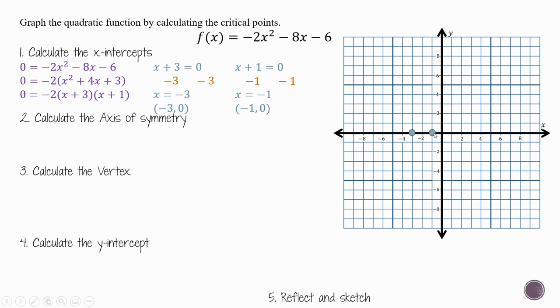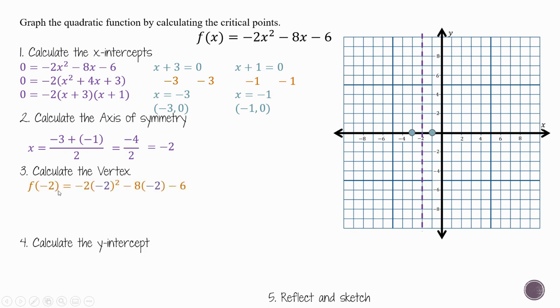Now I'm going to find my axis of symmetry, which will be halfway between these x-intercepts. To find the halfway point, we add them together, negative 3 plus negative 1, and divide by 2. That gives us negative 4 divided by 2, which is negative 2. So there's a vertical line right here at x equals negative 2. Then I also know that the vertex is somewhere along this line, somewhere when x is negative 2.